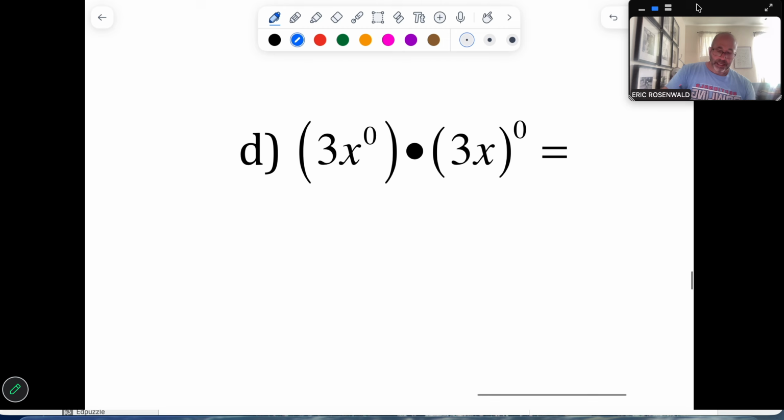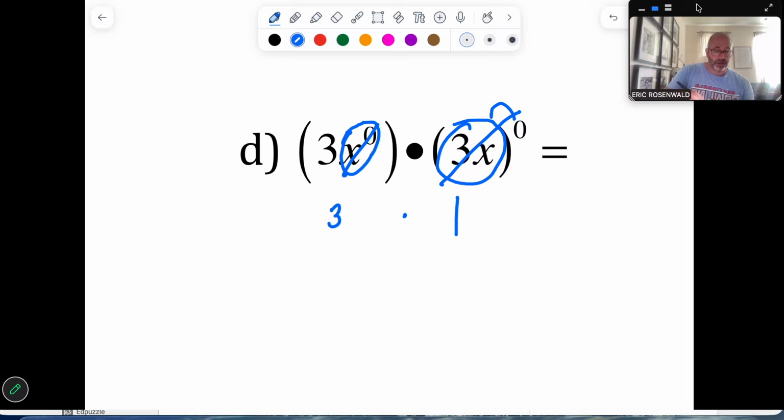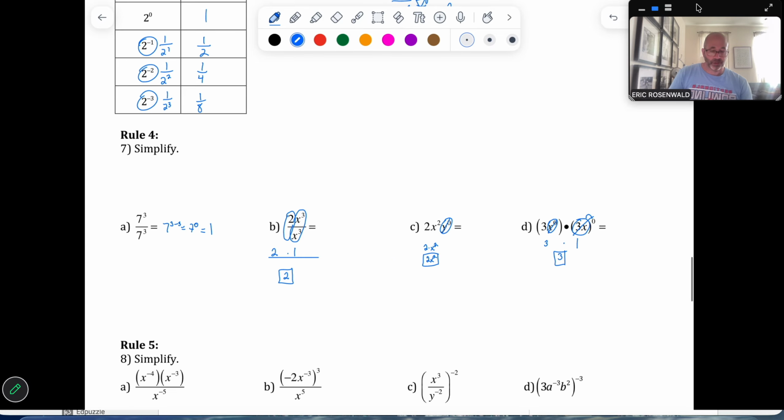Next one. This is to the 0 power. The 3 is not. Only the x is taking the 0 power. So I don't have to look at this. This is just a 3. This whole thing, though, is taken to the 0 power, which means this whole thing is equal to 1. So 3 times 1 is just 3. Okay, quick, easy rules here.